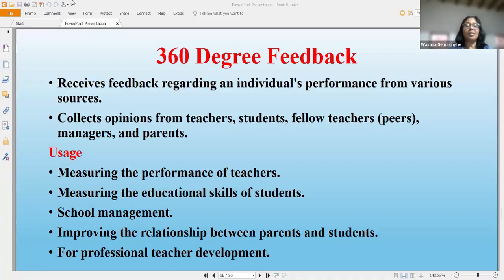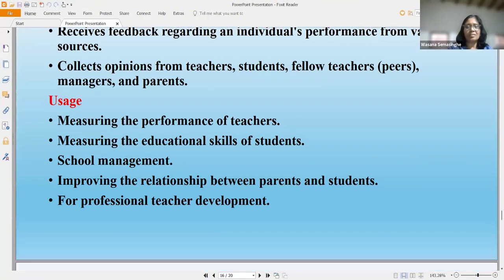It also measures the skills of our students, and it builds relationships of the stakeholders of the school.